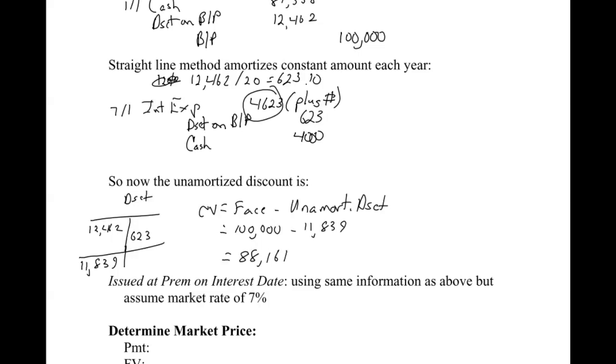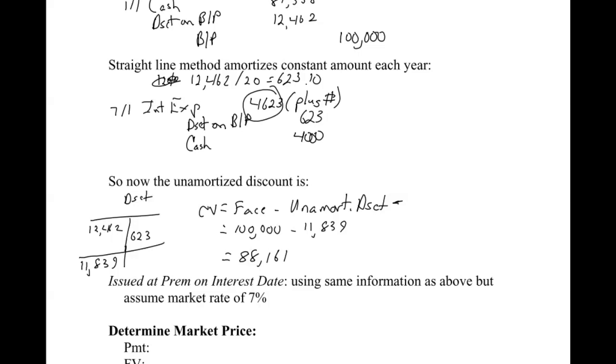So we'll see this once we start doing effective interest. Your carrying value is always approaching face value. So in this case, it starts below face value and will work its way back up. Think about it. At the end of the life of the bonds, this unamortized discount will be 0. So your carrying value will equal your face value of 100,000.